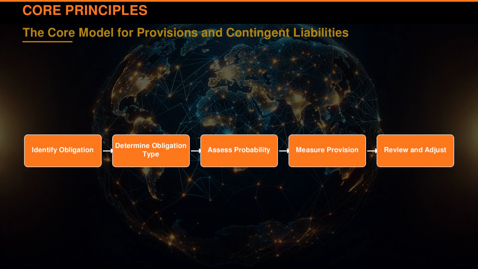Our example features Meridian Corporation's $10 million SaaS contract with Acme Incorporated. This model will examine how obligations like Meridian's are identified, assessed, and reported, ensuring stakeholders see a true representation of financial commitments. Let's see how each step builds toward this clarity.